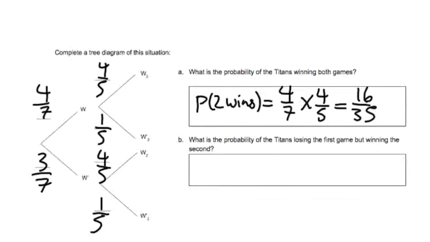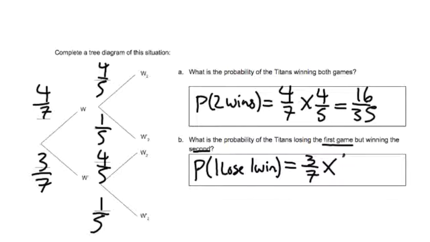Okay, what's the probability of losing the first game but winning the second game? So the probability of 1 loss and 1 win. Okay, and that's going to be equal to the probability of the loss, which is 3 out of 7, times the probability of the win, which is 4 out of 5. So this would be, let's see, that would be 12 over 35.